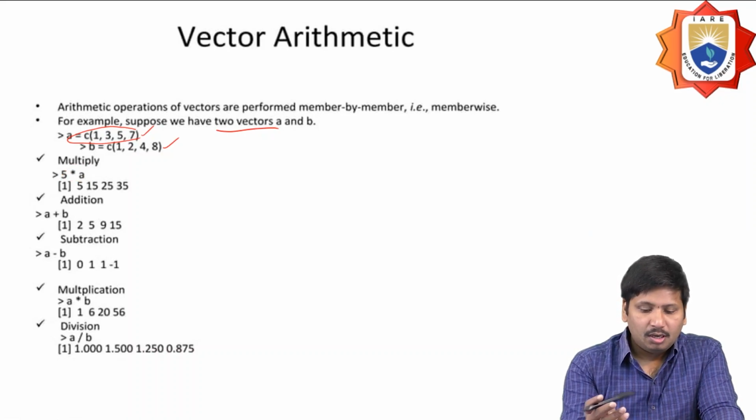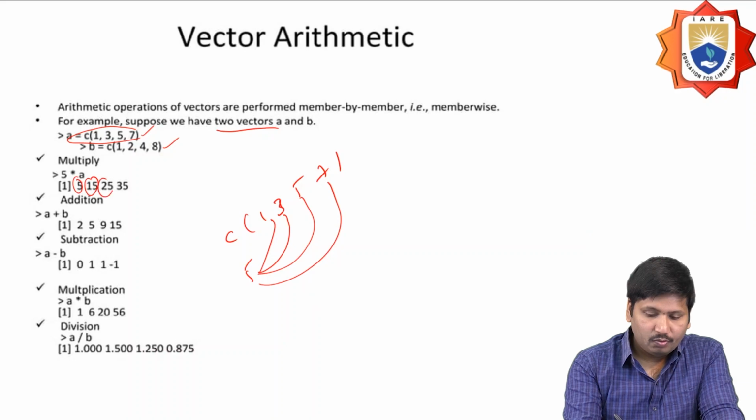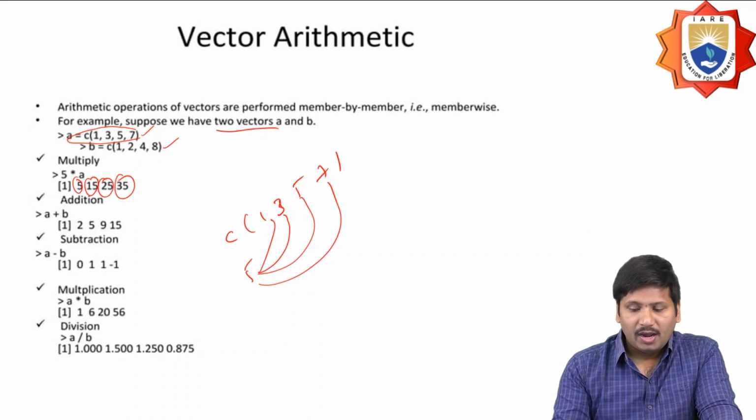That means c should be 1, 3, 5, 7, right? I'm going to multiply 5 by 1, 5 threes, 5 fives, and 5 sevens. So 5, 15, 25, and 35 should be the output. Okay, so the value can multiply with the vector also.